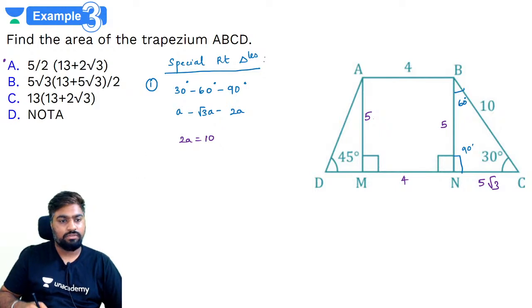Yeah, very useful. Now, second special right triangle that we are going to use is, this is 90, this is 45, so this will also be 45. This right triangle is called 45, 45, 90.